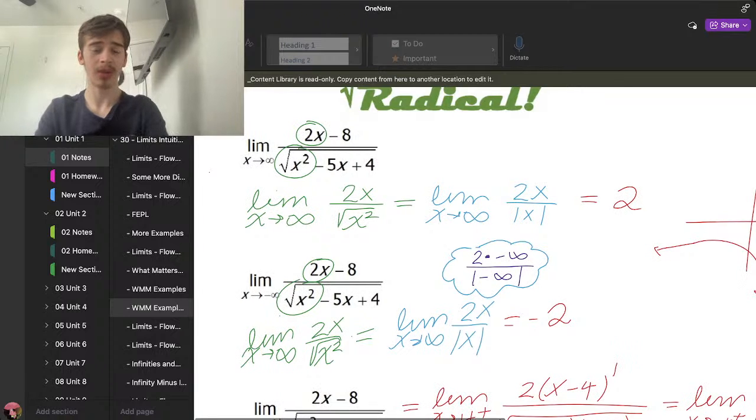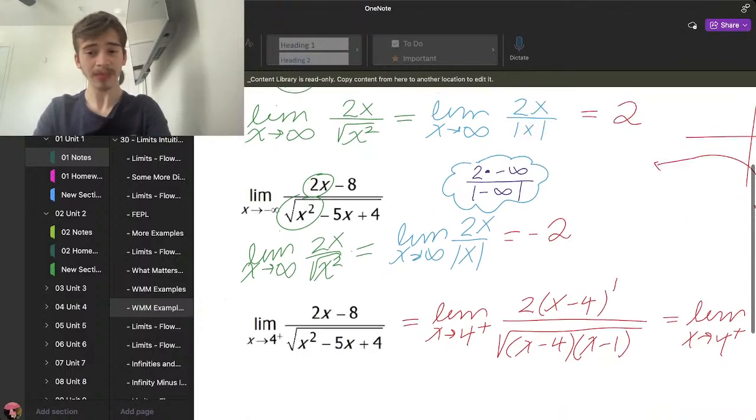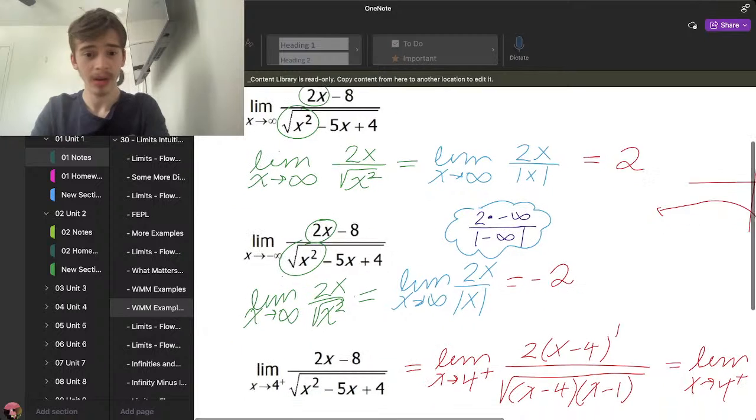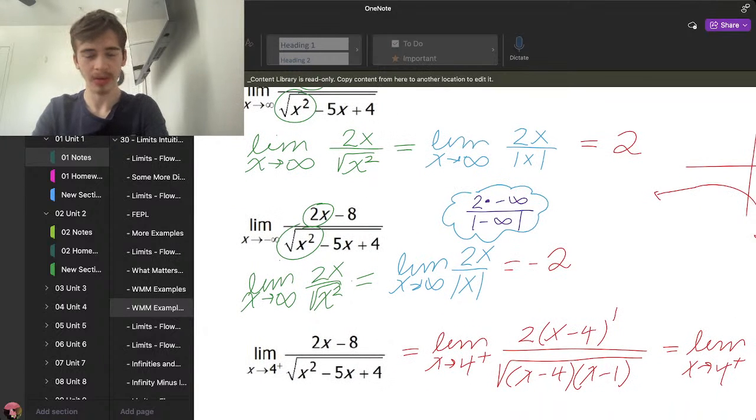Here you just take what matters most, square root it, so it's 2x over x, which is just 2. Oh, I guess it's absolute value. That's another good thing to consider. So it's -2.